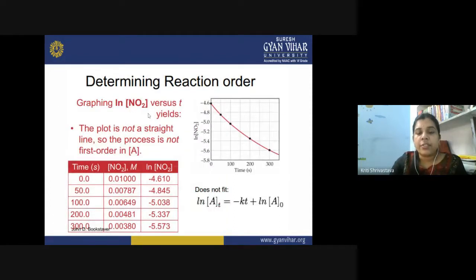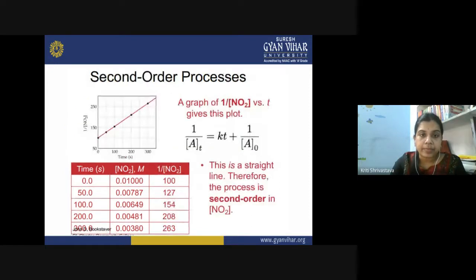So now, if you plot a graph here between the ln of NO2 versus t, then what will you get? You get a line like this, which is nearly, you can say, not a straight line. So the process is not first order. And if you see the logarithm values of NO2 also, they do not fit the first order rate law. Therefore, you can say that the reaction is not a first order reaction.